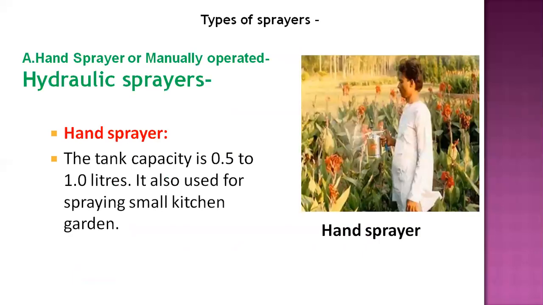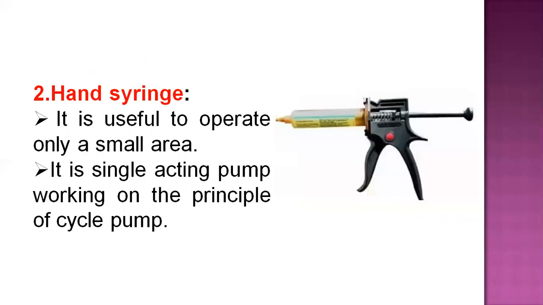Now, like the duster, different types of sprayers are also available. The first one is the hand sprayer, or manually operated sprayer. The first one is the hydraulic sprayer. This hydraulic sprayer is hand sprayer number one. One person can easily hold this hand sprayer, which is very small and is used for spraying in kitchen gardening. Its tank capacity is about 0.5 to 1 liter, and it is generally used for small kitchen gardens. Now the second one, the hand syringe.